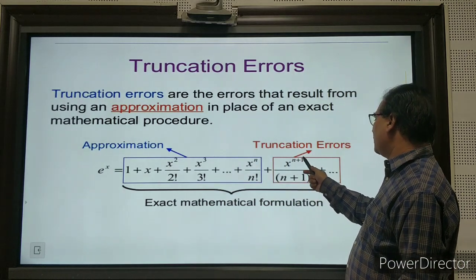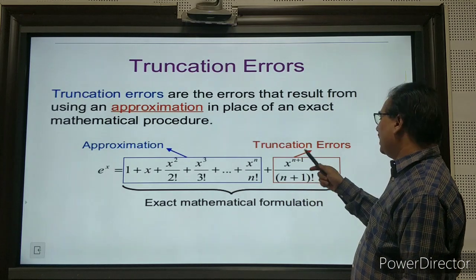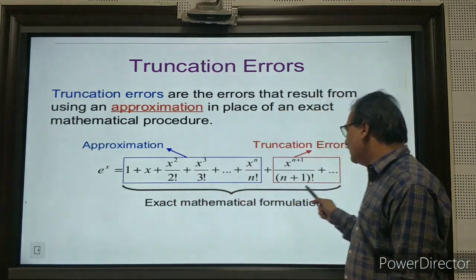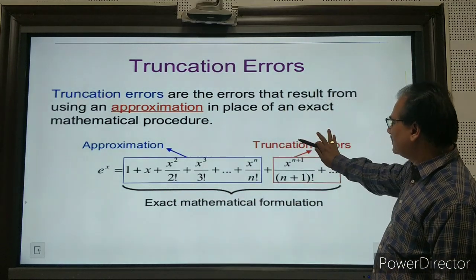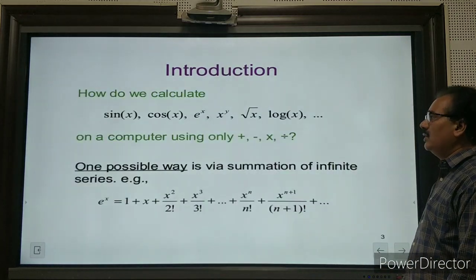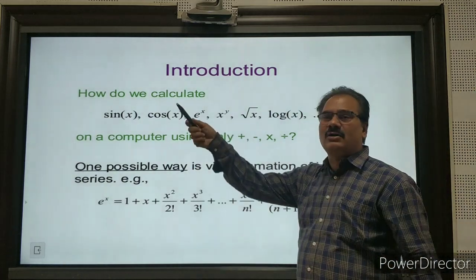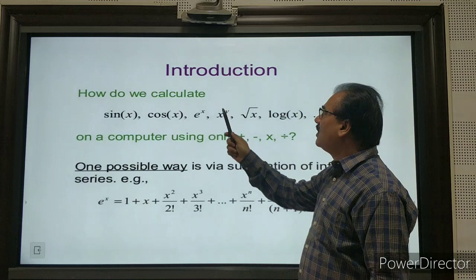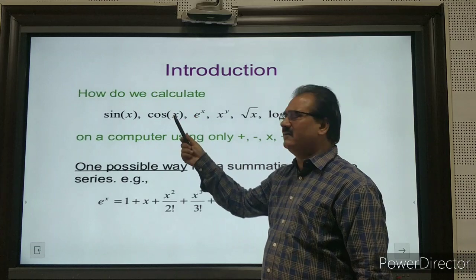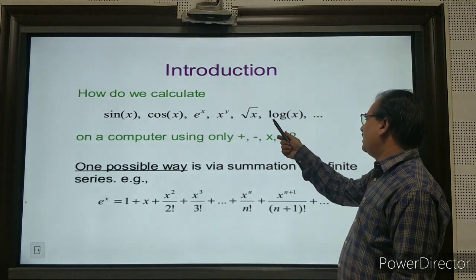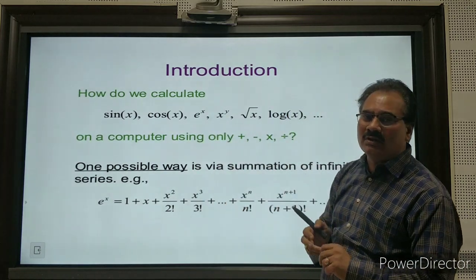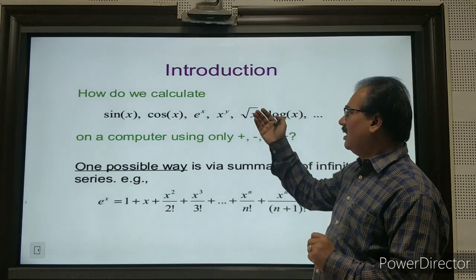Okay, now this is truncation error. This is x to the power n plus 1 divided by factorial n plus 1. And this is the exact mathematical formula, meaning this whole expression from here to here. So only this part is truncation, this is approximation, and this is the exact mathematical formulation. So how do we calculate? Now these are the causes of truncation error. कि जब आप इसको अच्छे से हैंडल नहीं करेंगे तो you will commit truncation error. Sin x, cosine are all infinite series. e to the power x, x to the power y, square root of x, log x. So you have to concentrate whenever you are doing computation involving such functions.